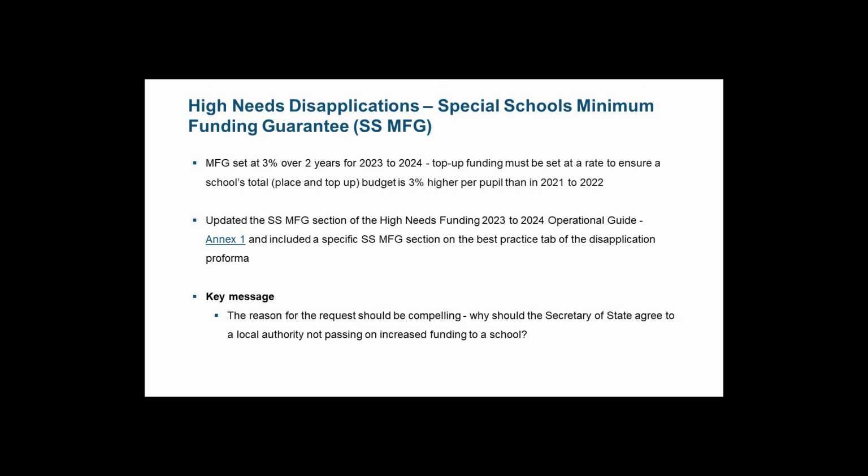So, key message. The disapplication request and supporting information is your business case as to why the Secretary of State should agree to a local authority not passing on increased funding to a school. Your business case should be compelling as the bar for approval is high.